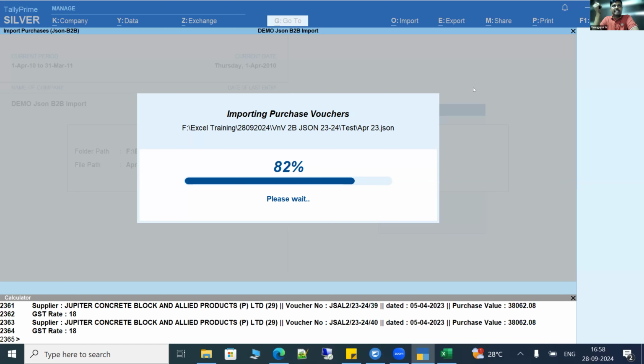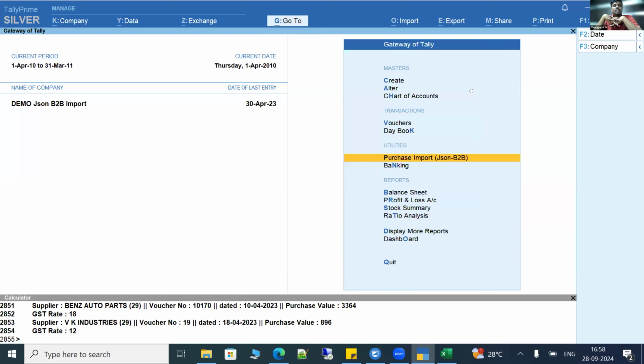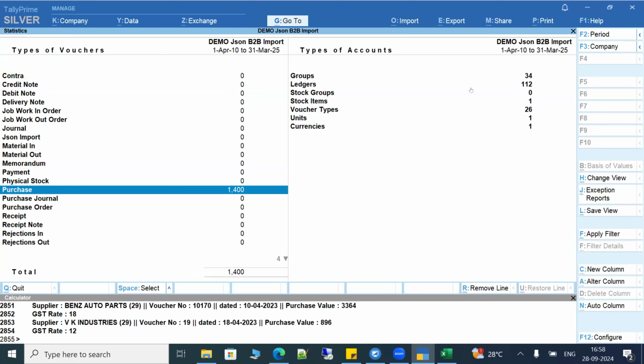So you can automatically see all the different vendors, different things that are coming up. And how many entries are there? 100, 200? More than 1,000, sir. More than 1,000 entries, and it takes maybe a minute, maximum a minute. Can you go to statistics once? Yes. 1,400 entries. Can you see this has happened in a glimpse?